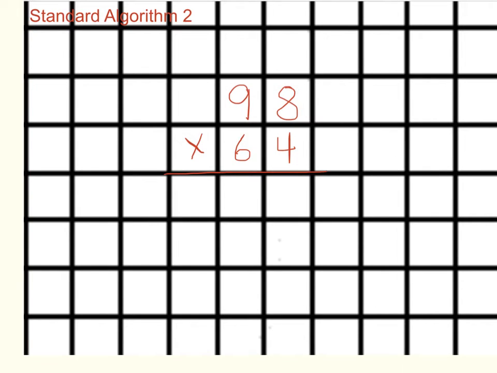Hello again and welcome to Standard Algorithm 2. Today we're going to be doing 98 times 64.